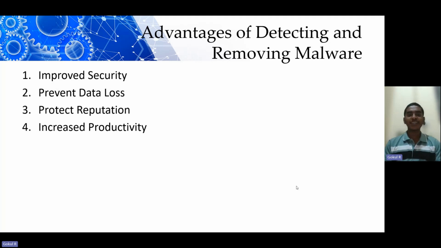The next advantage is protecting the reputation. Malware can cause harm to a company's reputation, and by detecting and removing it, individuals and organizations can protect their image and brand. The next advantage is increased productivity. Malware can slow down systems and make them less efficient than normal, and by removing it, individuals and organizations can increase the productivity of the system and employees.